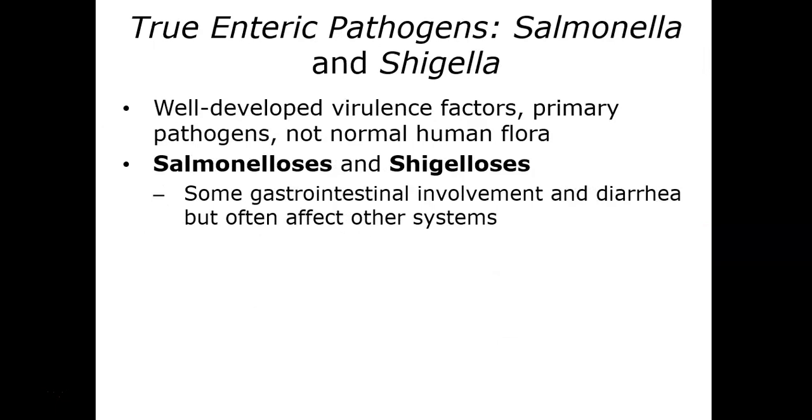The true enteric pathogens, on the other hand, include Salmonella and Shigella. And these are extremely common. They have extremely well-developed virulence factors that allow for colonization and invasion of the body. And they are not part of the normal human flora, so these are true pathogens. They do have a significant gastrointestinal involvement and cause a form of diarrhea. However, they do have, in some cases, the ability to become septicemic and travel to other systems of the body.